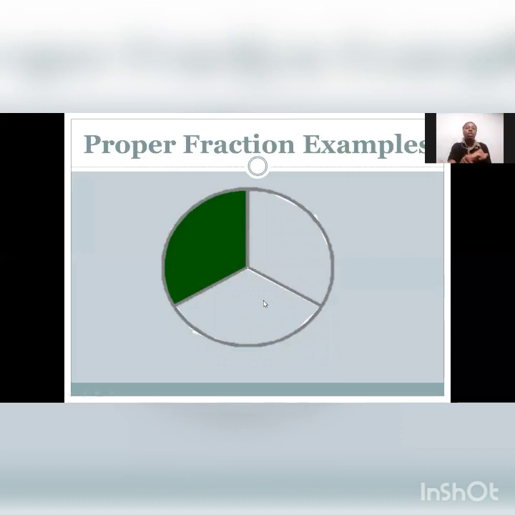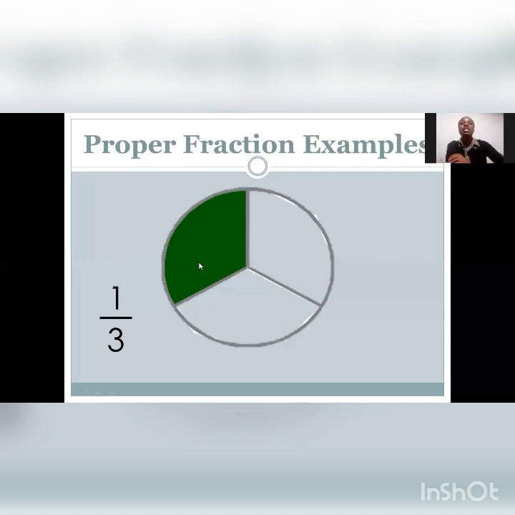Here's our next shape. Pause the video if you want to. Let's count. 1, 2, 3. There are 3 equal parts. There's 1 shaded part. So this would be written as 1/3.